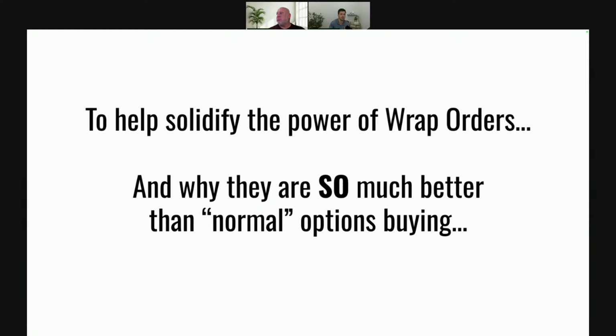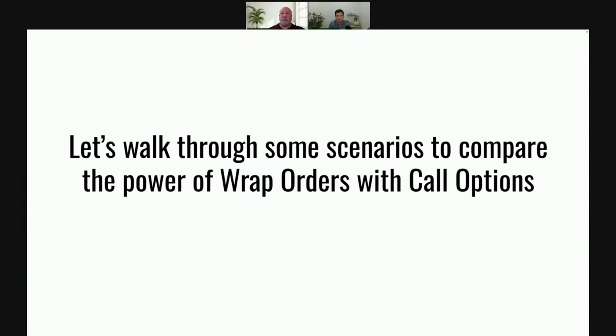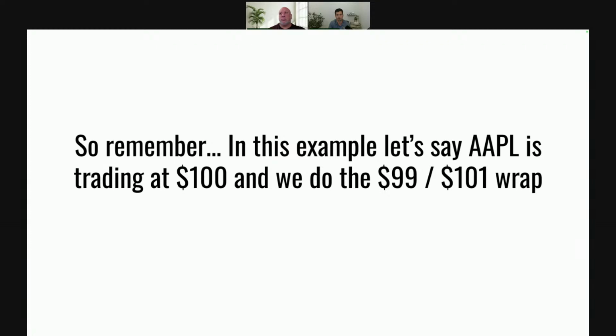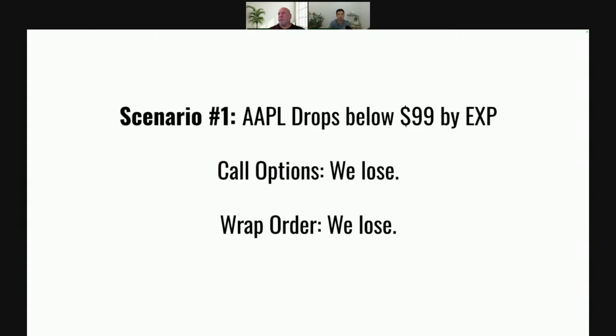So to help solidify the power of these wrap orders and why I believe they're so much better than normal options buying, let's walk through some scenarios to compare the power of wrap orders with call options. Remember, in this example, let's say Apple is trading at $100 and we do that 99-101 wrap. We wrapped the current price of the stock with the two options. Let's look at what happens. Let's say we're wrong. Apple drops, it goes down below 99 by expiration.